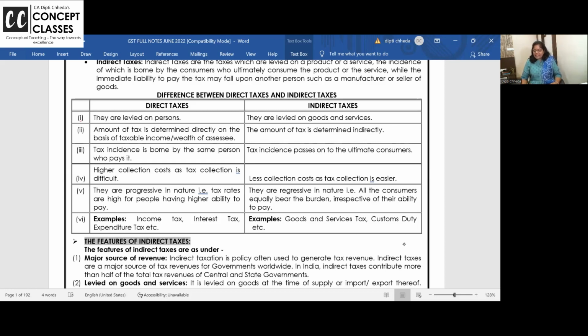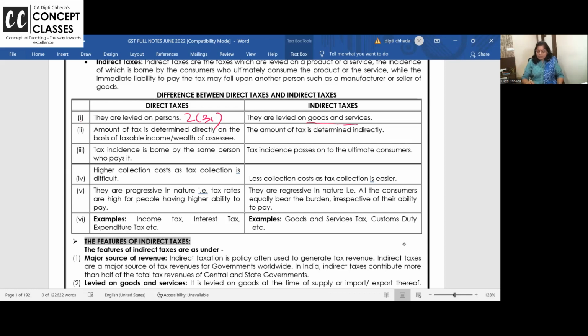Difference between direct tax and indirect tax. Direct tax is levied on a person, Mr. A, Mr. B, or a partnership firm or a company. The definition of person is given in section 2, subsection 31 of income tax, which includes AOP, BOI, and artificial person and all. So it is charged person wise. Indirect tax is charged on goods, products, or services.